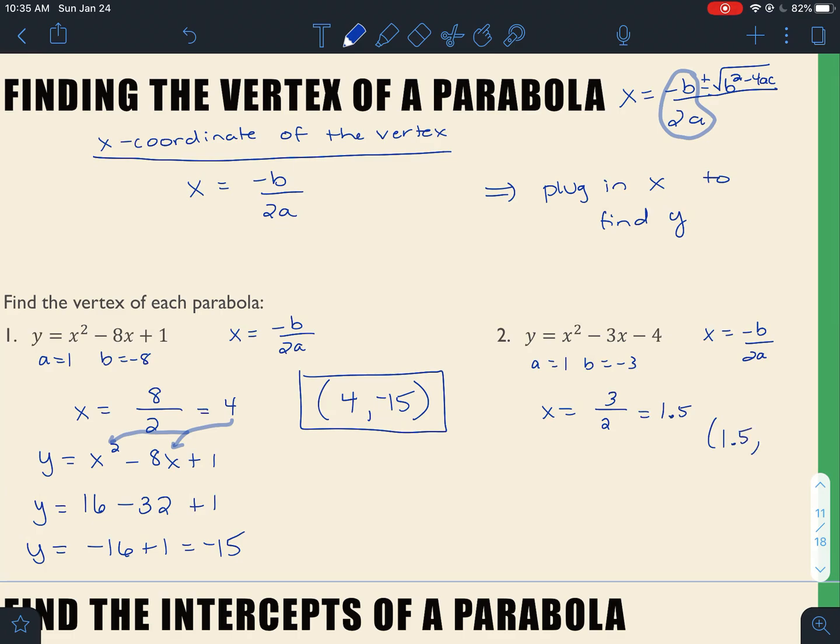And now we've got to find the y-coordinate. So y is going to equal 1.5 squared, which is 2.25, minus 3 times 1.5. So that would be 4.5. So minus 4.5 and then minus 4. And so this is going to be negative 8.5 plus 2.25, which is going to give me negative 6.25. So my y-coordinate is going to be negative 6.25. So my vertex is going to be at the point 1.5, negative 6.25.